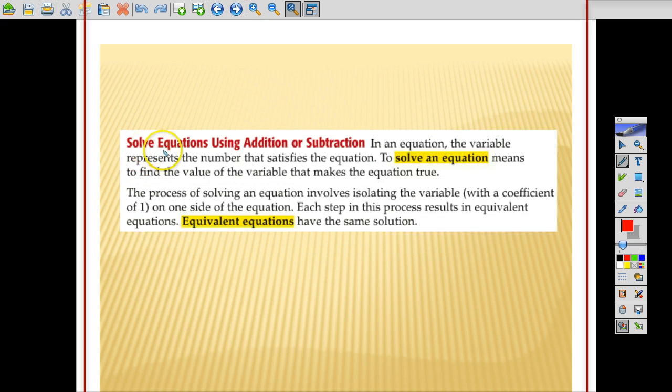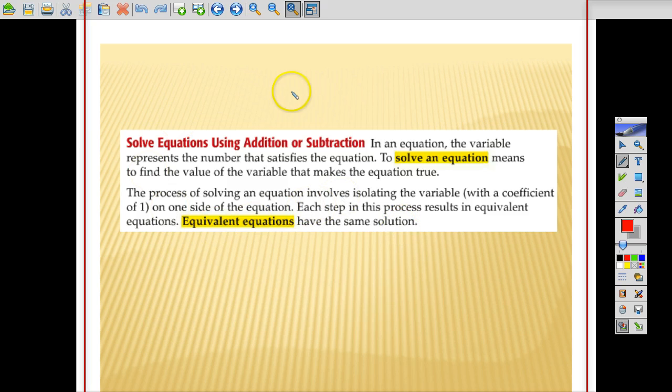Alright, so solve equations using addition or subtraction. In an equation, the variable represents the number that satisfies the equation. To solve an equation means to find the value of the variable that makes the equation true. The process of solving an equation involves isolating the variable with a coefficient of 1 on one side of the equation. Each step in this process results in equivalent equations. Equivalent equations have the same solution.